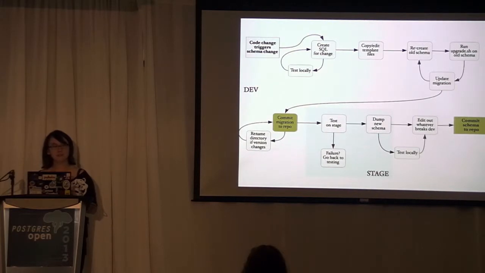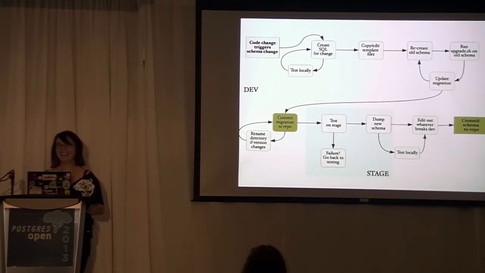And then here's a really interesting thing. How do you get a valid ending schema back into your repo? Well, for us, we had to do a pg_dump from stage. There's a lot of problems with doing this. But anyway, we dump it from stage, and then I would very carefully edit out anything in that schema that was going to break our test suite.